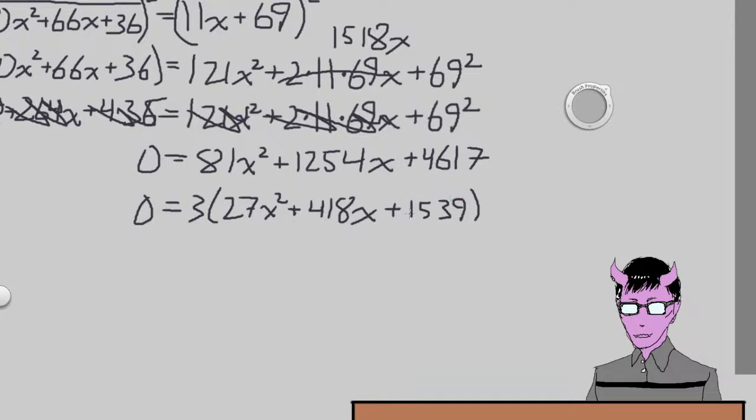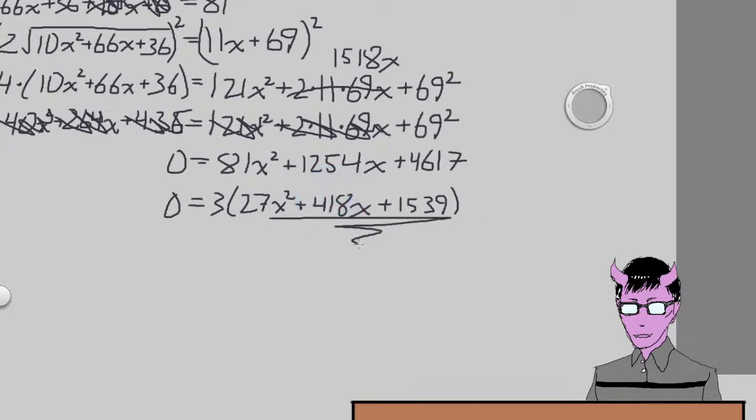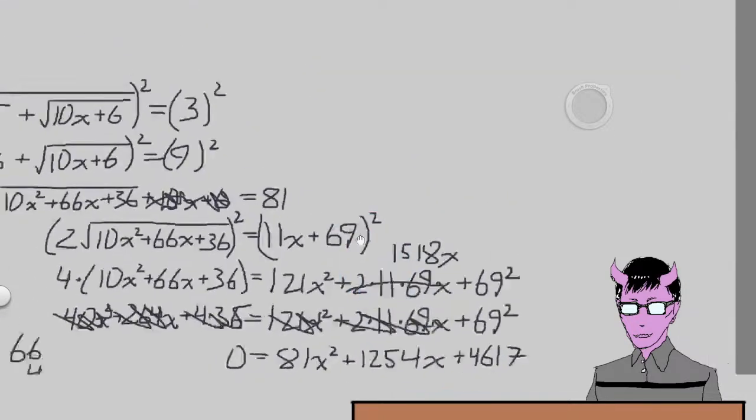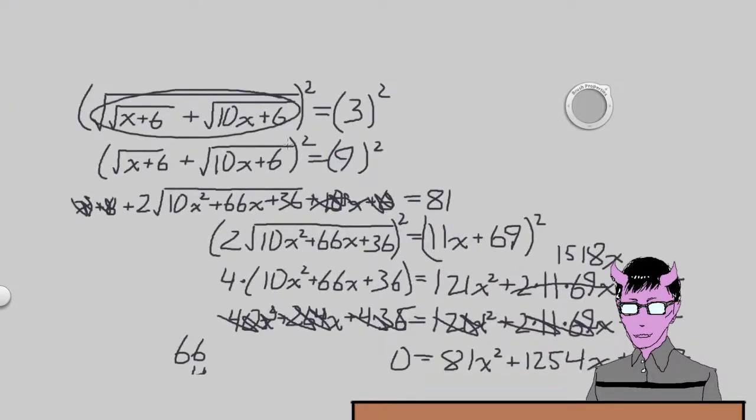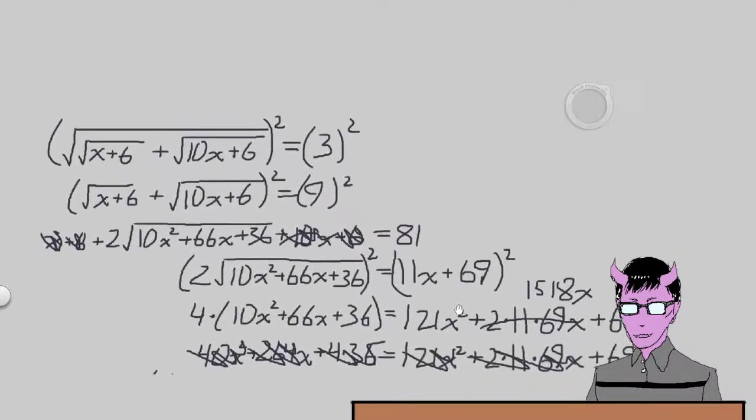Wait, this is divisible by 3 again. Is this divisible by 3? No, it's not. Yeah, so the problem is this is just not divisible by 3, so we have no more nice situations. So at this point, this is a quadratic. We can factor it out. Let's use an alt strat for this one, because I have a feeling that just squaring straight up, keeping both radicals on the same side, leads to higher numbers.